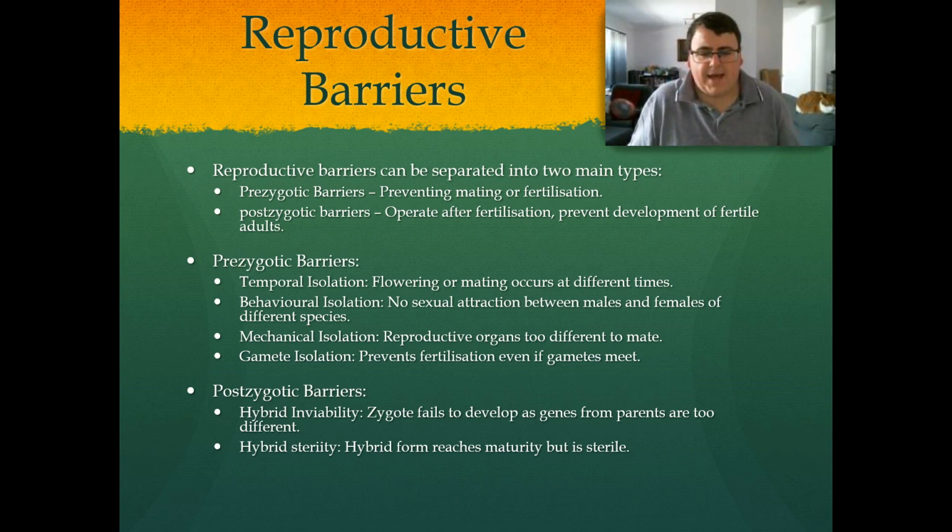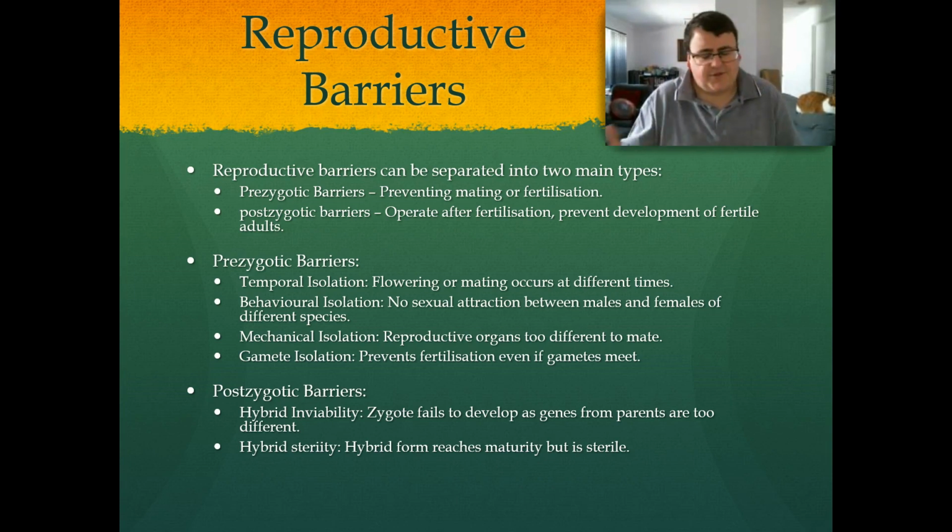So there are four main prezygotic barriers. The first is temporal isolation. The word temporal means time. So that basically means that when one animal or one species is ready to reproduce, a different species is not. Different species have different times for mating or flowering or reproducing.